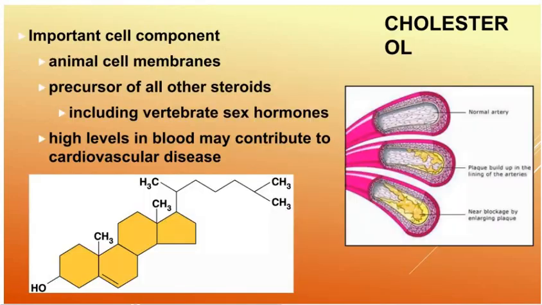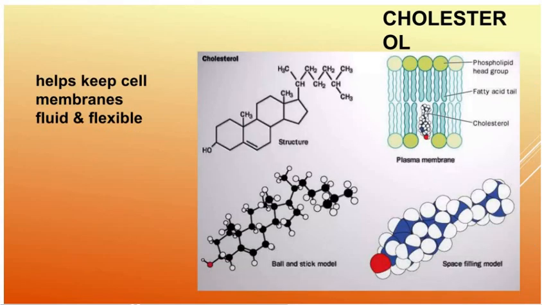This is the steroids. So important cell component, animal cell membrane, precursor of all other steroids, including vertebrate sex hormones, high level in blood may contribute to cardiovascular disease. This is the cholesterol. Now, helps keep cell membrane fluid and flexible.